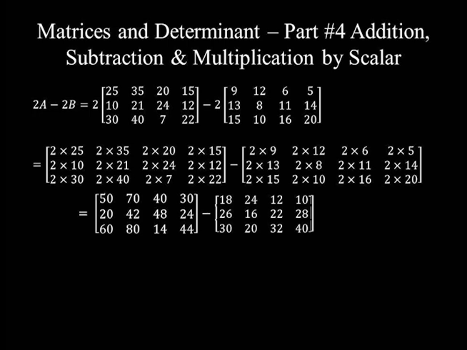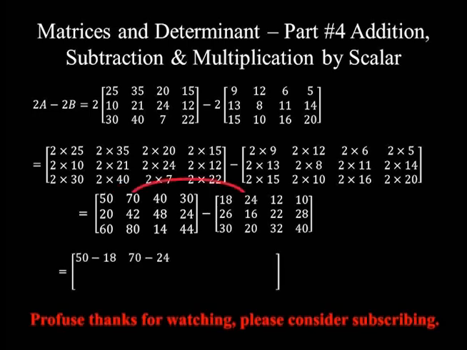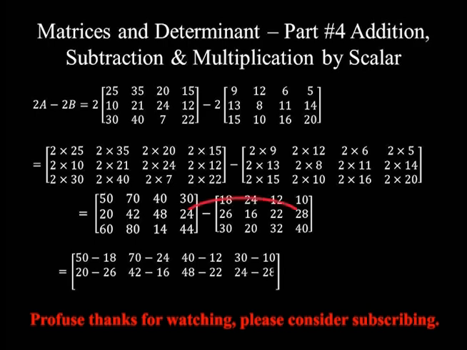From the definition of matrix subtraction, we have learned that elements which are located in similar row and column have to be subtracted from each other. That's 50 minus 18, 70 minus 24, 40 minus 12, 30 minus 10. When we come to row 2 elements, 20 minus 26, 42 minus 16, 48 minus 22, and 24 minus 28. The subtraction in row 3 is 60 minus 30, 80 minus 20, 14 minus 32, and 44 minus 40.